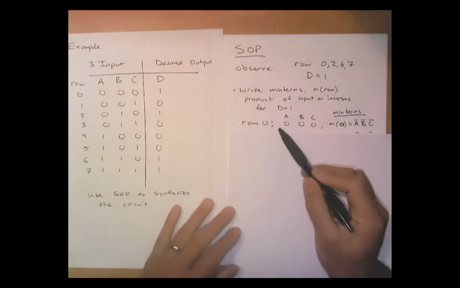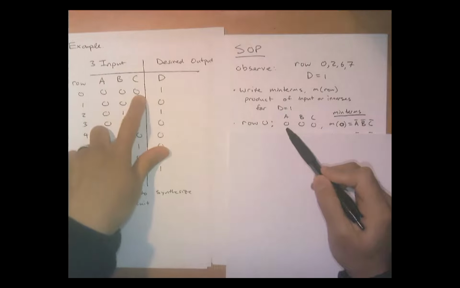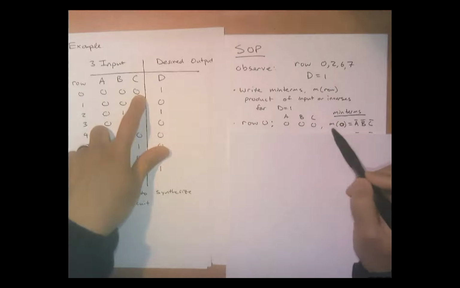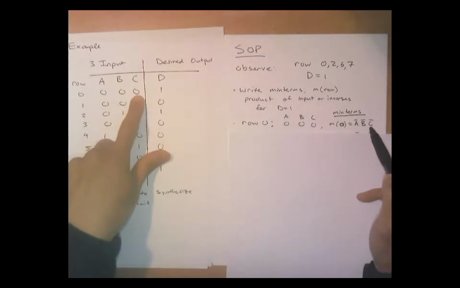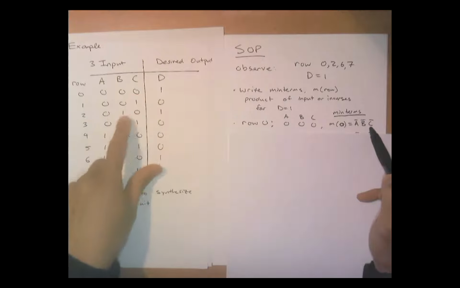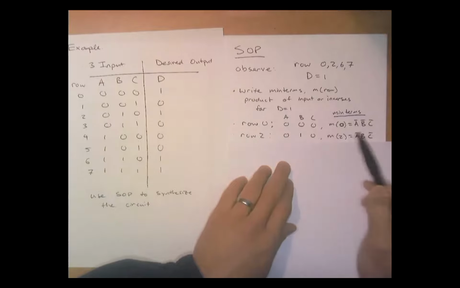Okay, let's look at row 0. In row 0, I have 0, 0, 0 for the input. Well, what I'm going to do is I'm going to say the min term of row 0 equals, because I have a 0 here, A bar times B bar times C bar. Now, if I go to row 2, so the min term of 2, this is also 1, so we're going to have a min term for row 2. It should be A bar B C bar. Okay, let's double check. Yep. A bar B C bar.